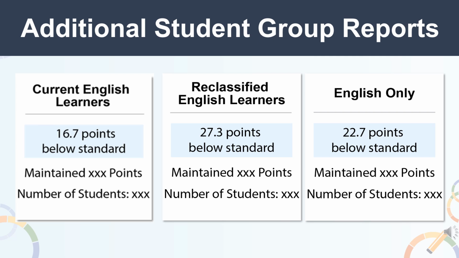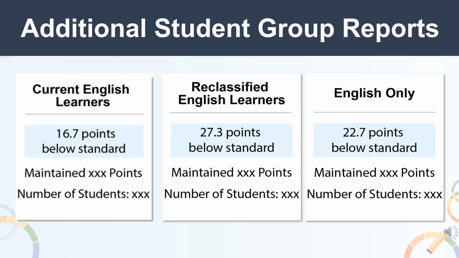These additional student group reports are available for current English learners, or EL, reclassified English learners, and English only. In the examples provided, the current English learners had a status of 16.7 points below standard, maintained a number of points, and the number of students are listed. For reclassified English learners who have reclassified in the past 4 years, the status was 27.3 points below standard. Change shows that they maintained a number of points, and the number of students is also shown. The English-only group scored 22.7 points below standard, and again, the data for change and the number of students is shown.